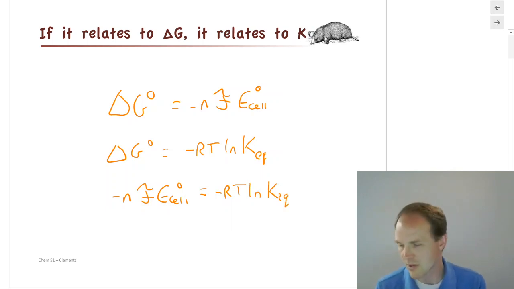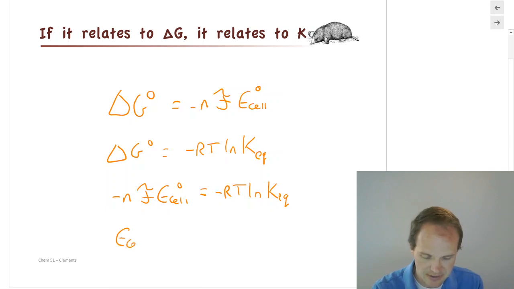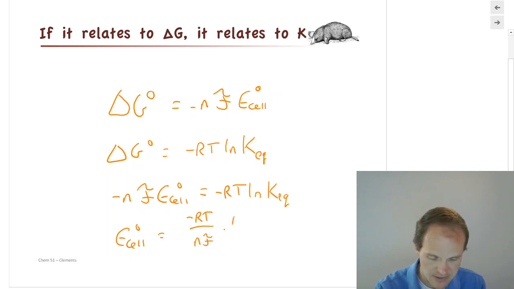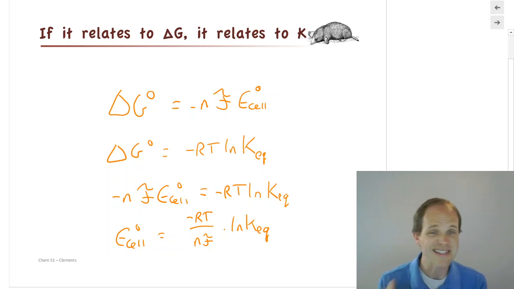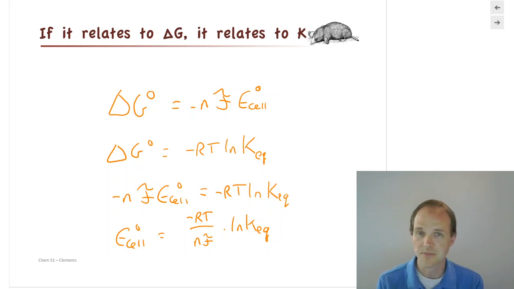And most people will rearrange this and solve for E cell, which says it is minus RT over NF times the natural log of K_EQ. Now that's easy enough to calculate. We know the values of R. Which one would we use in this case? Hopefully you got the 8.314 joules per Kelvin mole, because we're talking about energy related things, times temperature divided by N, right? That's the number of electrons in your balanced overall reaction. And Faraday's constant times the natural log of K_EQ.